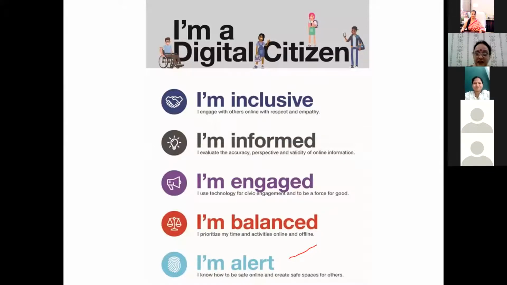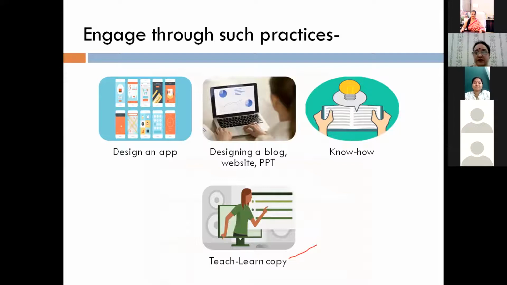Then I'm informed, I'm engaged, I'm balanced, I'm alert. So digitalization teaches you to be inclusive, informed, engaged, balanced, and alert all the time. You get mails, through mails you learn so much. All the information is passed through mails from one end to the other to the children. There are portals for children also, wherein we upload the homework and we keep a connect with the children and keep sending messages and circulars there.